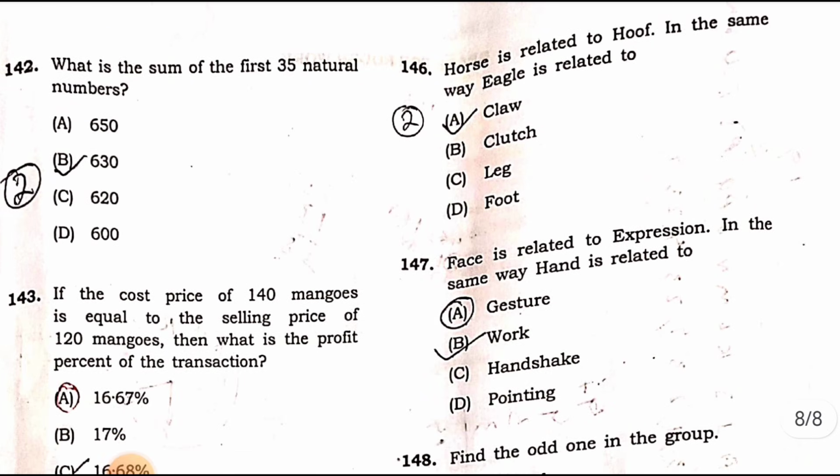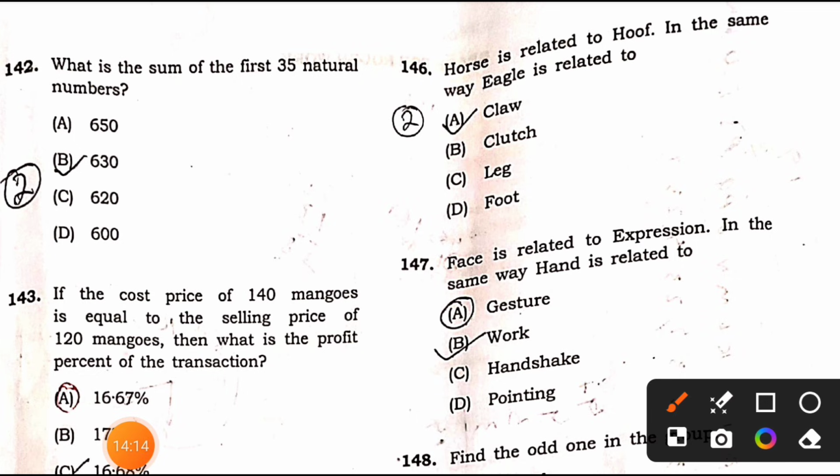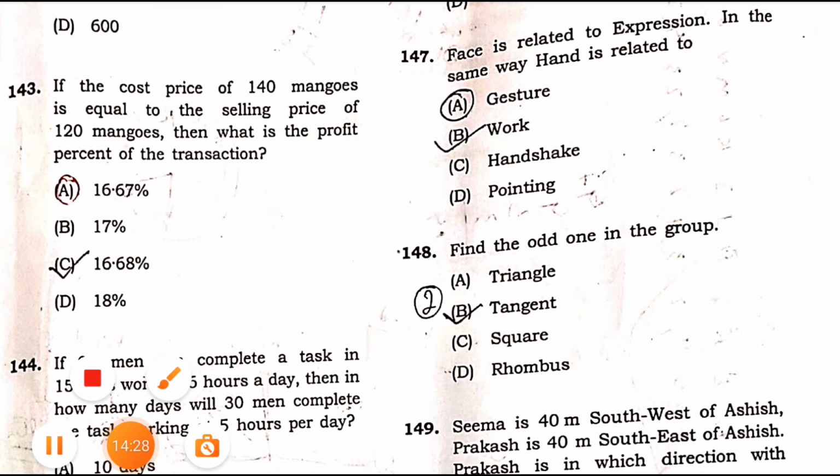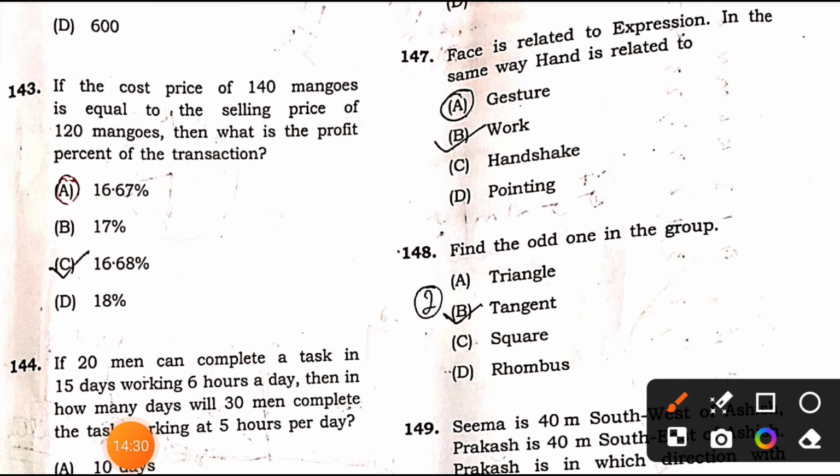And for 142, what is the sum of the first 35 natural numbers? Correct answer is B, 630. If the cost price of 140 mangoes is equal to the selling price of 120 mangoes, then what is the profit percent of the transaction? Correct answer here is A, 16.67.